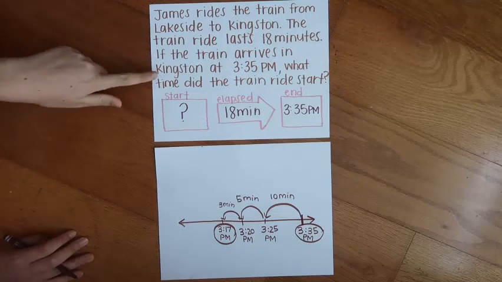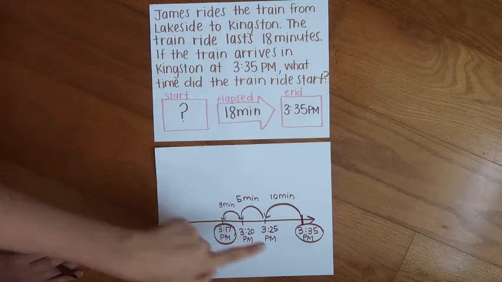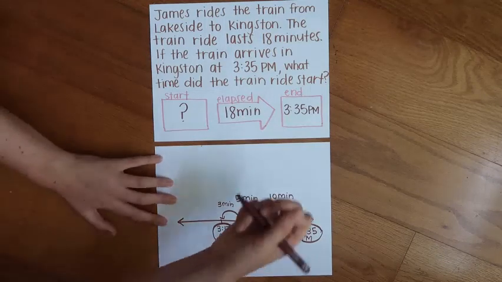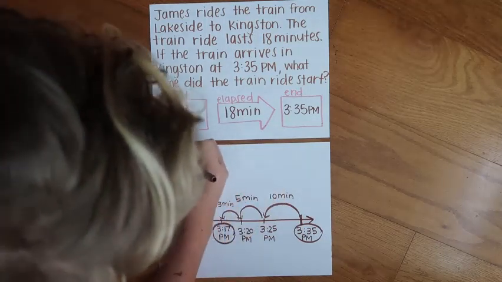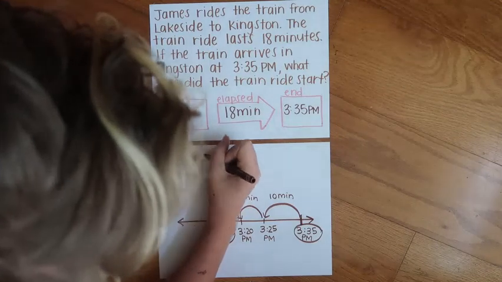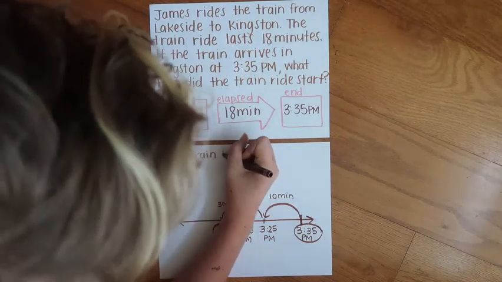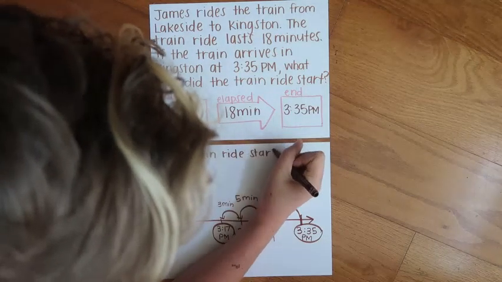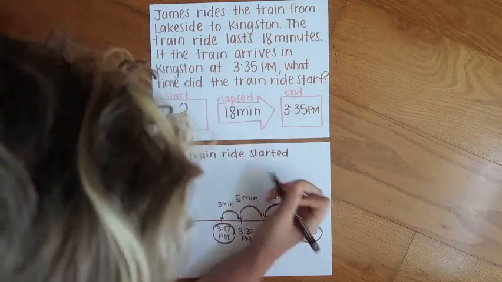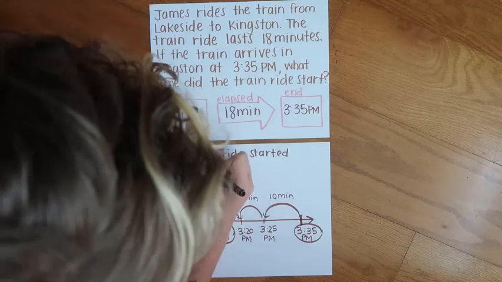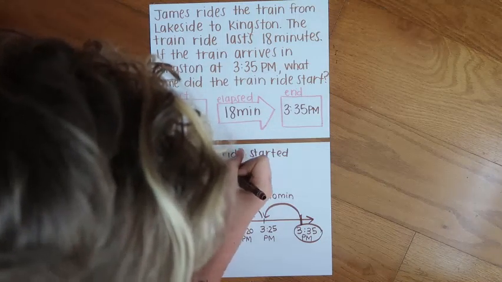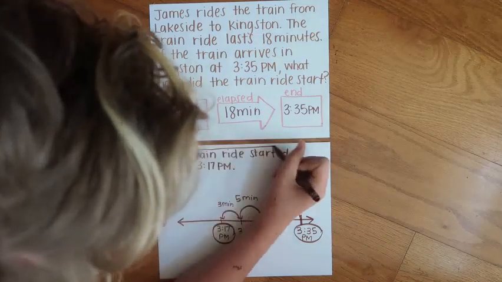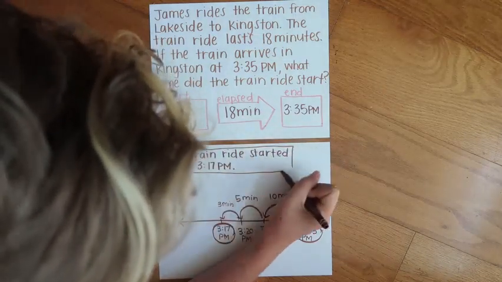So to answer the question, I go back and I read it. It says if the train arrives at 3:35 p.m., what time did the train ride start? So I can answer that by saying the train ride started at 3:17 p.m. And that's going to be my final answer.